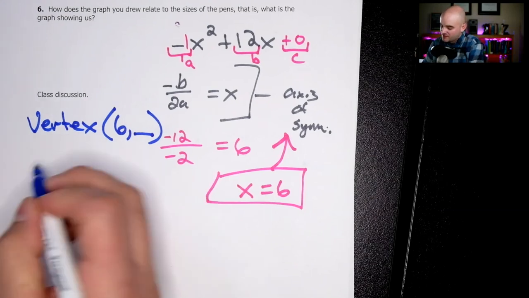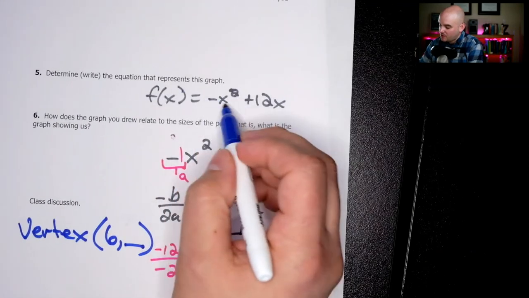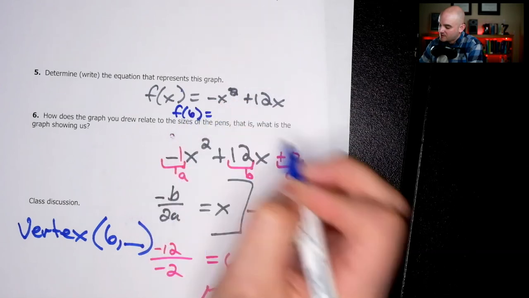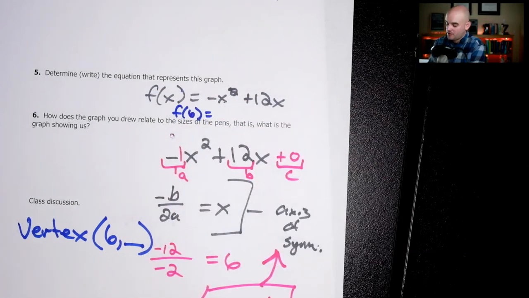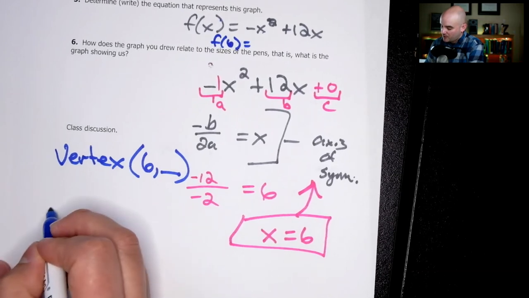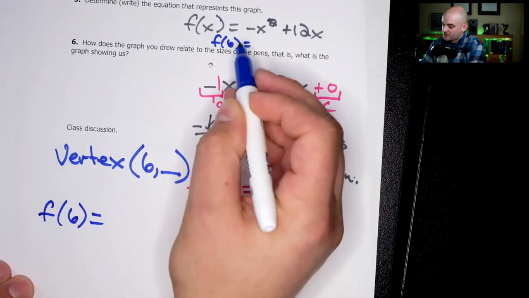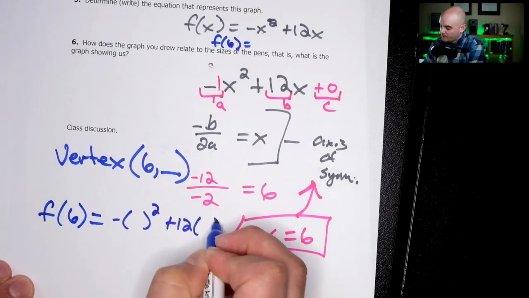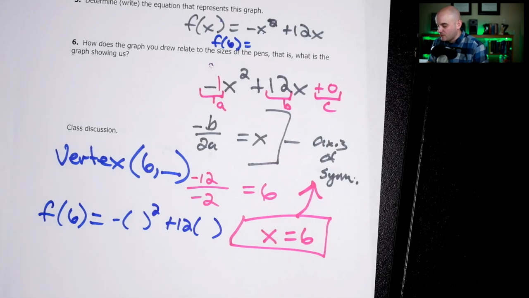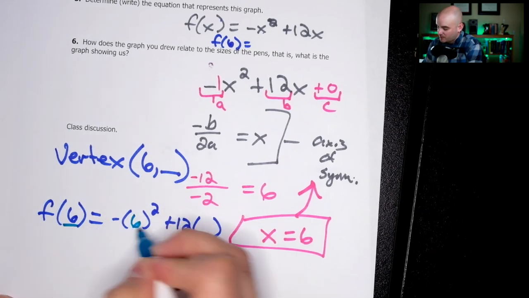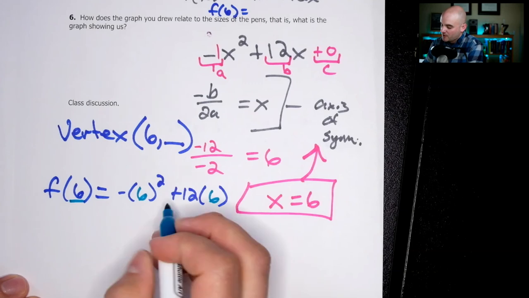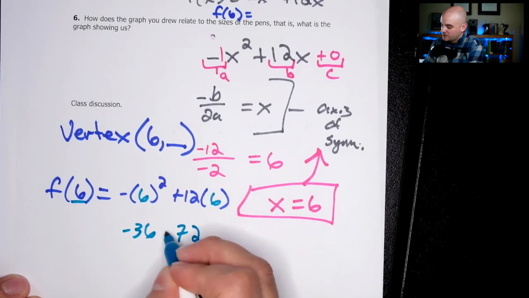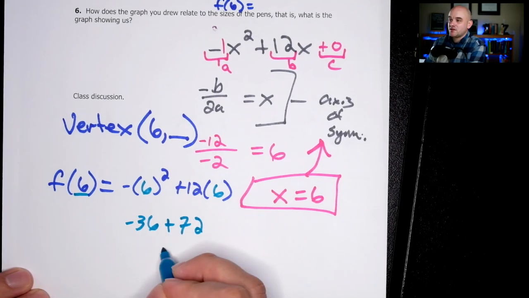Well, I'm just going to simply say if f of x equals negative x squared plus 12x, then f of 6 will give me my y value. So I'm going to put 6 into the equation. Remember how we do that. To find f of 6, I'm going to write out the f function, and everywhere I see an x, I'm going to put a set of parentheses. And then I'm going to plug that value of 6 into the equation. 6 squared is 36, so I get negative 36. 6 times 12 is 72. And negative 36 plus 72 is 36.